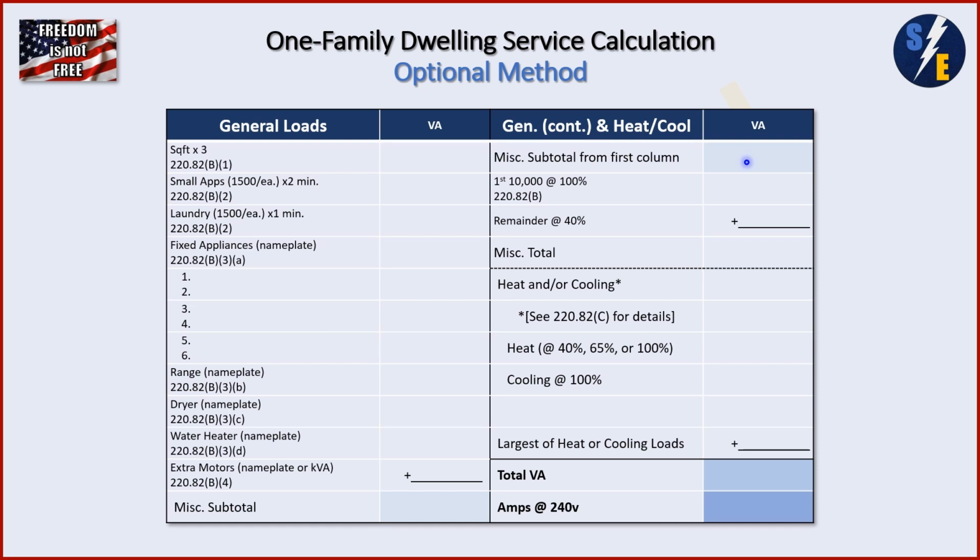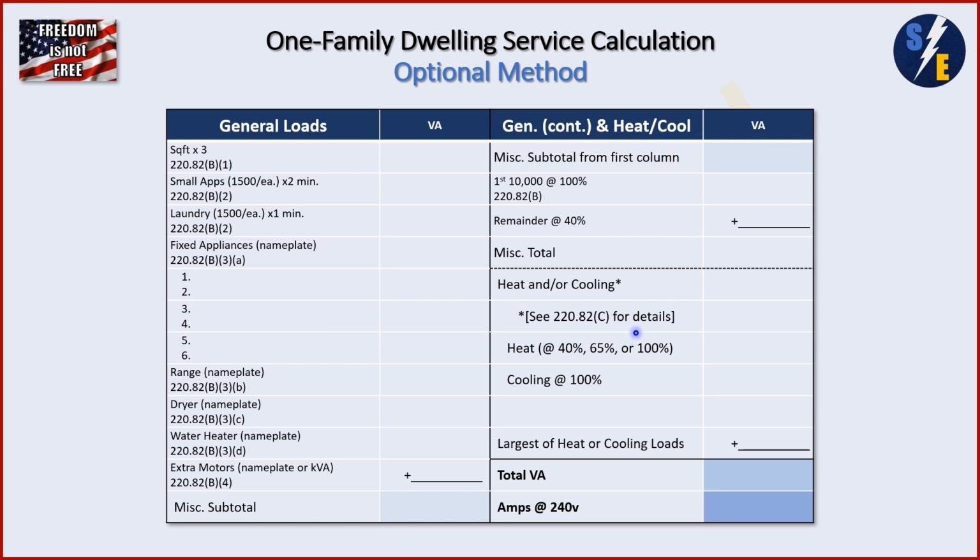Then we're going to go for our demand factor, and we're going to take the first 10,000 at 100%, and then anything remaining at 40%. That's going to give us our miscellaneous total. Then we're going to add the heating and cooling, and we're going to go to 220.82(C). This is a little bit, I wouldn't say it's complex, but it's a little bit confusing. It's not real clear how this is used, and a lot of people struggle with it a little bit.